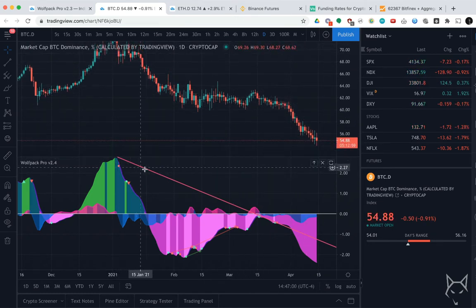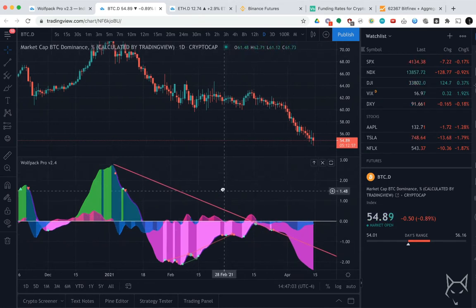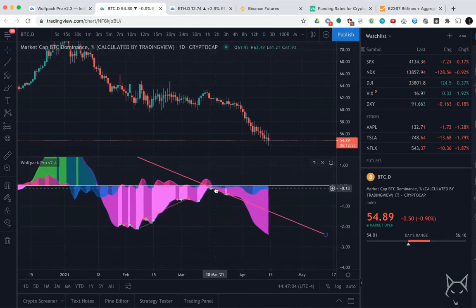Now, I drew in a resistance line here from the very top. We were tangoing with it for a little bit, then we rejected off it. And this is how we declare alt season, when we fall below this 60 line on the BTC dominance chart. And we're approaching all-time lows here. I think we're matching the 2-year, 3-year low of BTC dominance.